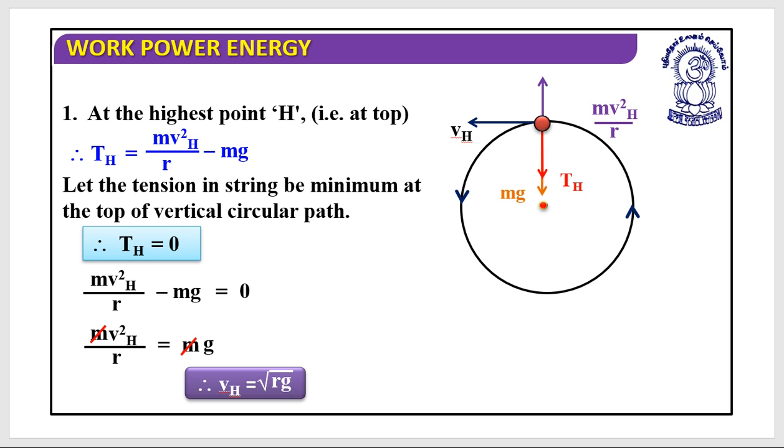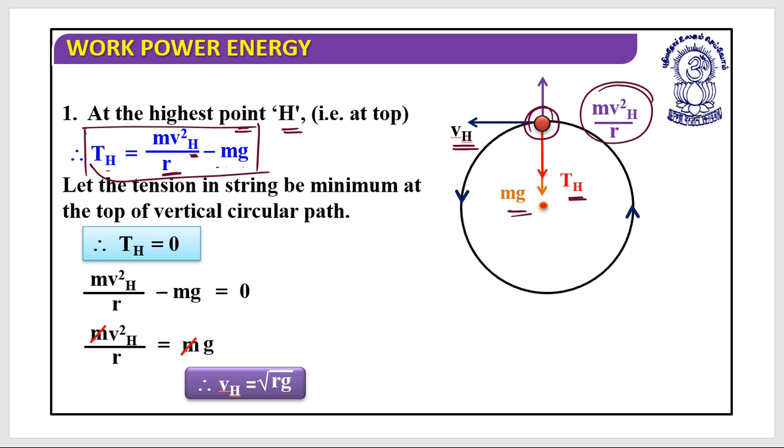So let's look at the value of the tension and the value of the velocities at different locations. First let's begin with the highest point H. When we say it's at the top, we can say that T_H is equal to mv_H square by r minus mg. Why would this happen? Look at this: this is T_H, this is mg, and in this direction it's mv square by r. So this could be written as T_H plus mg equals mv square by r, and so T at H should be equal to mv square by r minus mg.